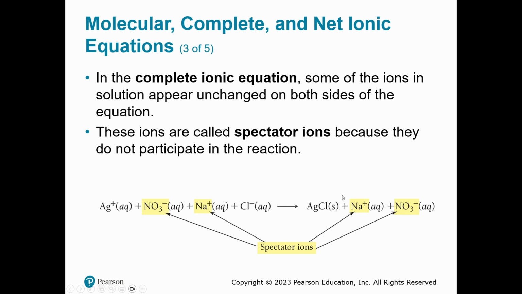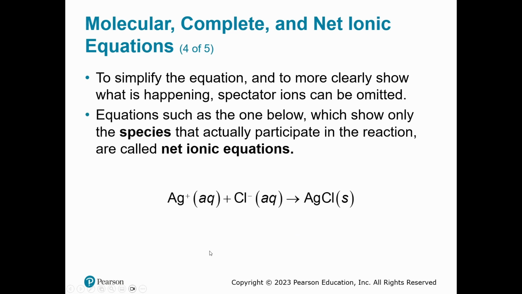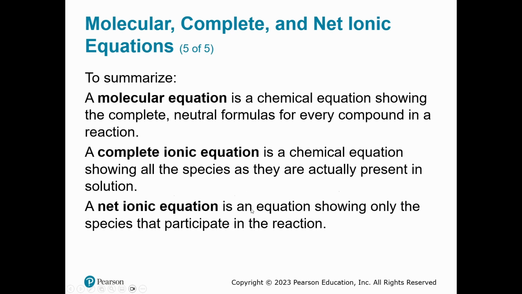So the ones that just kind of sit around in solution, that don't become a solid, they don't go from aqueous to solid, they don't go from ionized to non-ionized, we call these spectator ions. So the difference between the complete and the net ionic equation is that we remove the spectator ions from the net equation. The net equation is just there to show you what reacted to form the precipitate or form the new phase. We can do these net ionic equations with gas evolution reactions as well as precipitation reactions. However, we're showing it with a precipitation reaction right here.